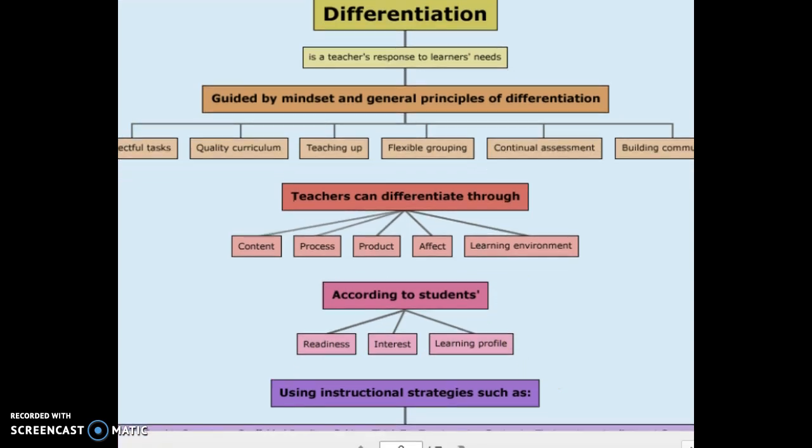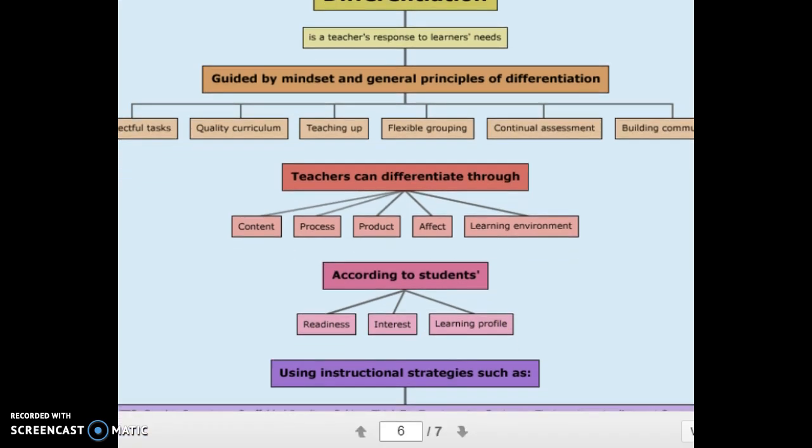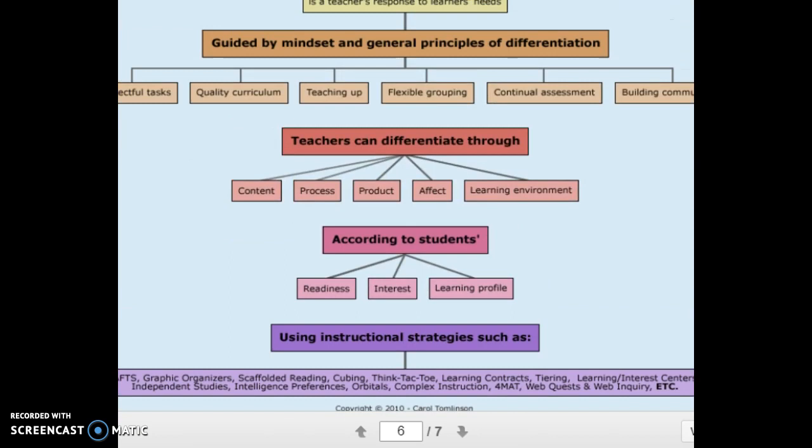And some of the strategies that can be used are graphic organizers, scaffolding the reading, so kind of giving little bits and pieces and then letting students do what they need to on their own. Cubing, think tic-tac-toe, these are all instructional strategies that you can read more about. Tiering your content and information, so providing it at different levels, focusing on what a child is interested in. That might be a way to differentiate.